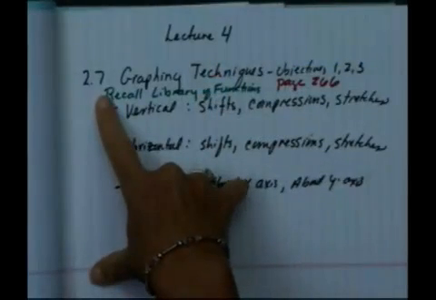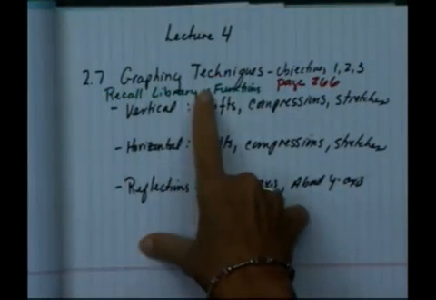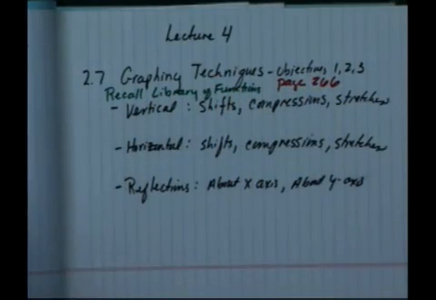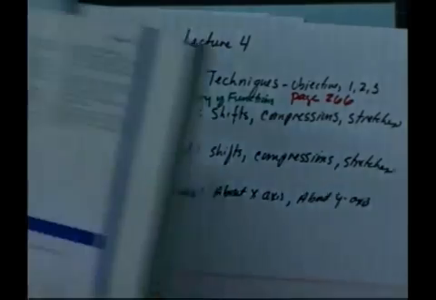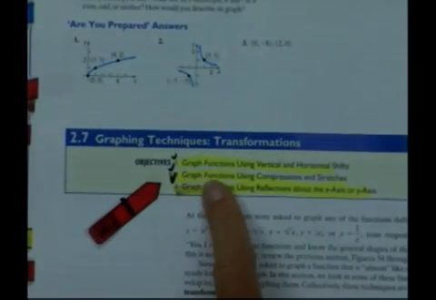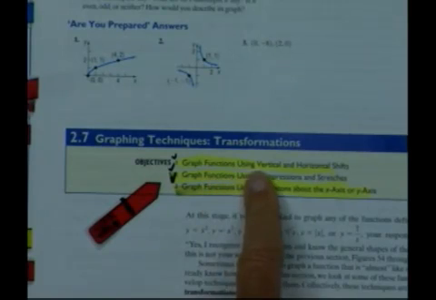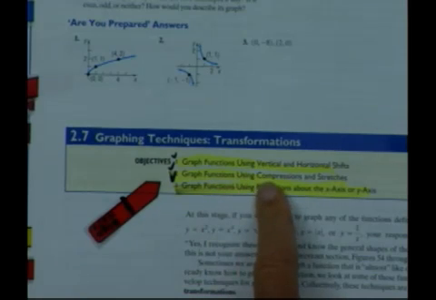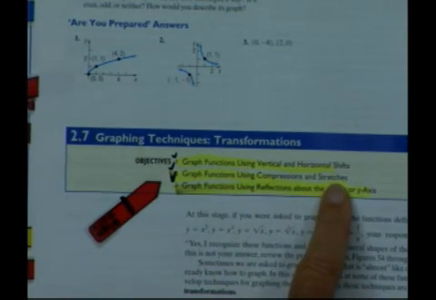And today, of course, we're going to have what I call fun and games. That's graphing techniques. And we're going to be looking at all the objectives on page 266. Let me just flip through here so we can see them. I basically wrote those out, but I just wanted you to see where they are. We're going to be graphing functions using vertical and horizontal shifts, and using compressions and stretches and then reflections.